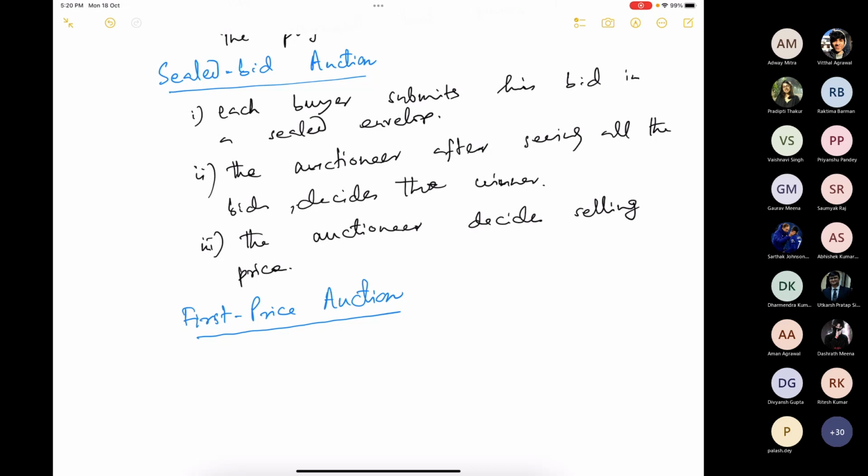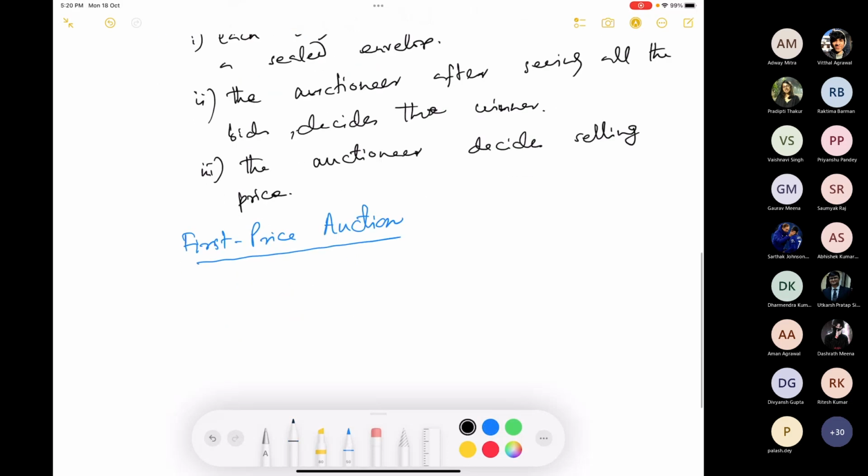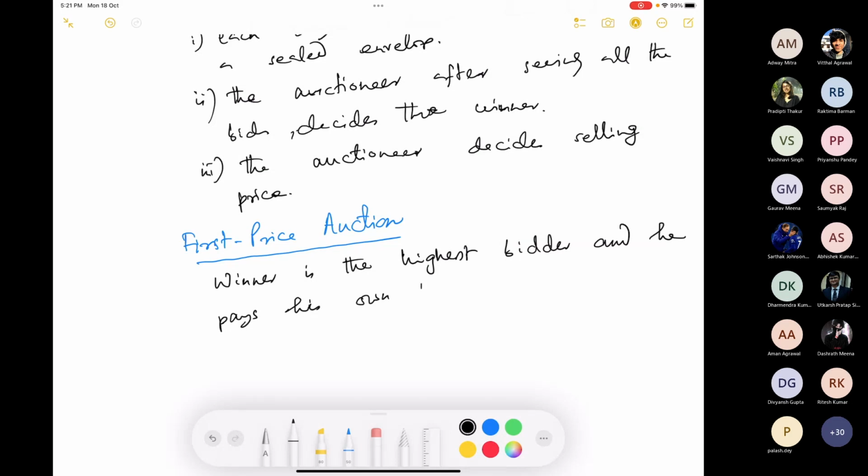Okay, so first price sealed bid auction: the winner is the highest bidder and the winner pays his or her own bid, right? Winner is the highest bidder, and he or she pays his or her bid.